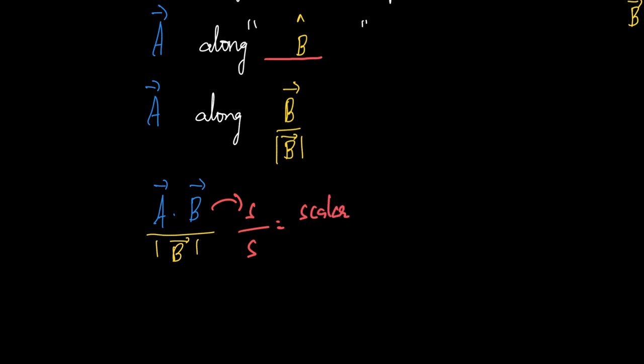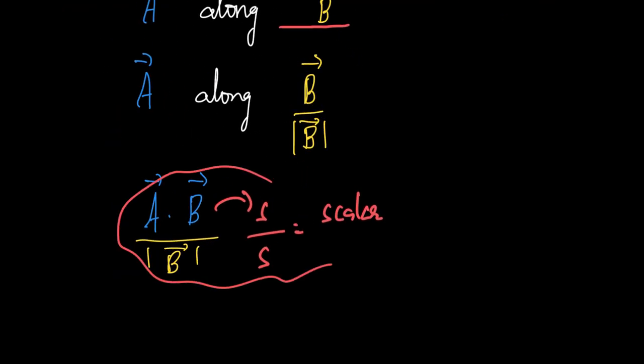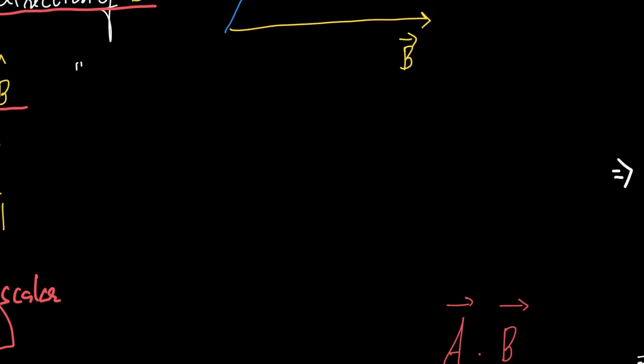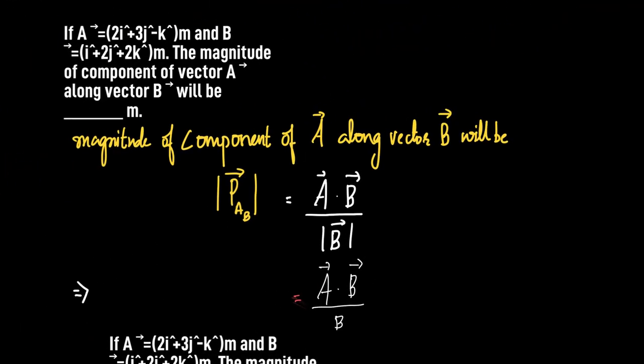Okay. So is this expression familiar to you? Oh, come on. We just did one question back, right? So the magnitude of component of vector A along vector B is actually the magnitude of the projection vector. Maybe I can make a note here. It's actually the magnitude of the projection vector, or is in fact the projection itself.